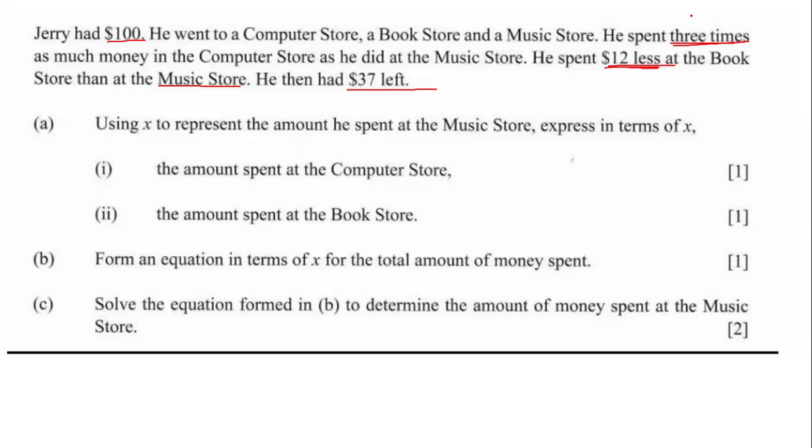He spent 3 times as much money in the computer store as he did at the music store. He spent $12 less at the bookstore than at the music store. He then had $37 left. We want the amount of money he spent at the computer store. X represents the amount of money he spent where?